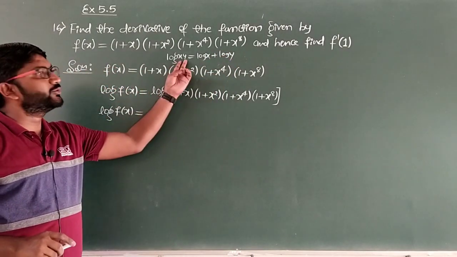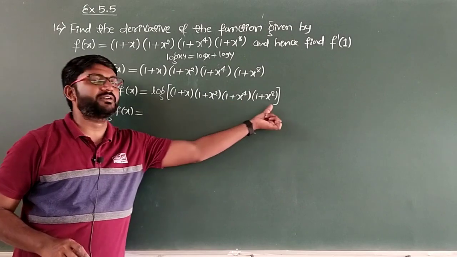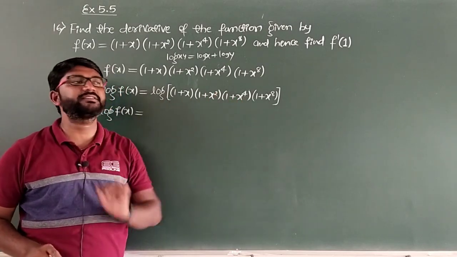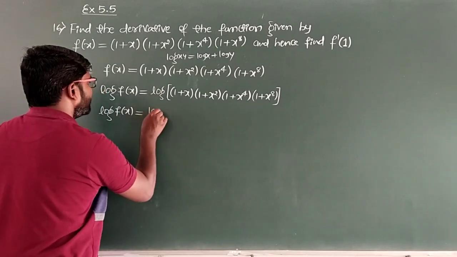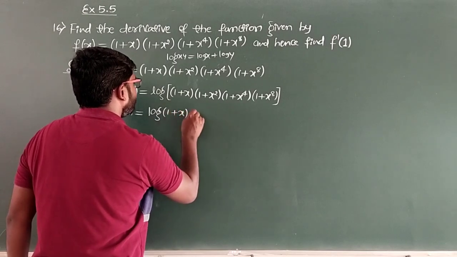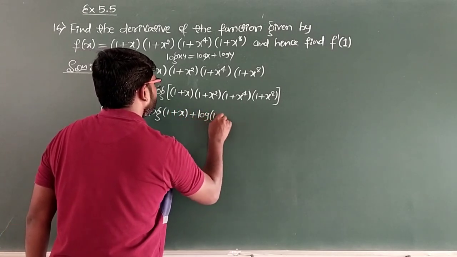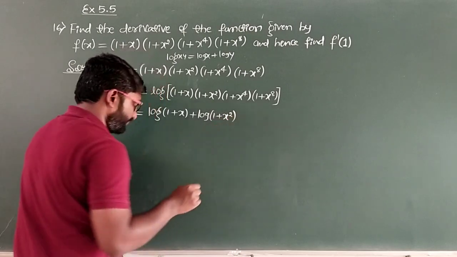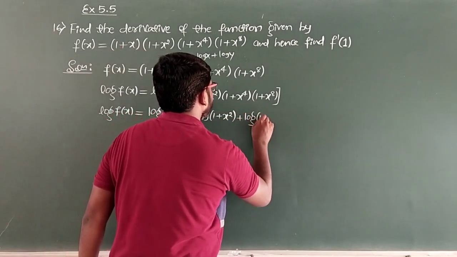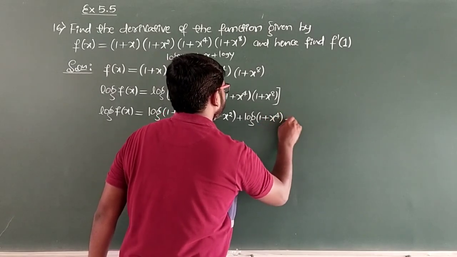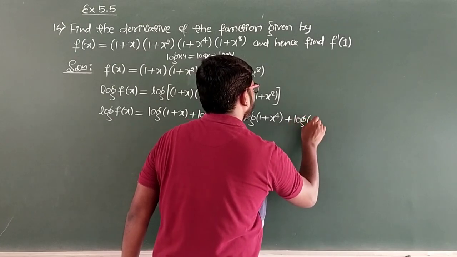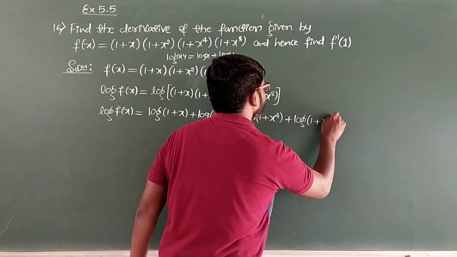So it is a product of two terms. Now here it is a product of four terms. That means it is in the form of log of a, b, c, d, which is log a plus log b plus log c plus log d. So overall we get log 1 plus x plus log 1 plus x square plus log 1 plus x to the power 4 plus log 1 plus x to the power 8.